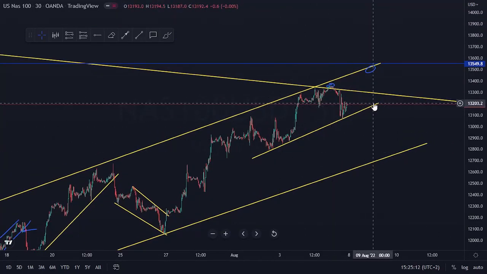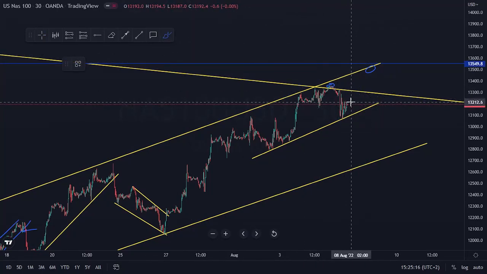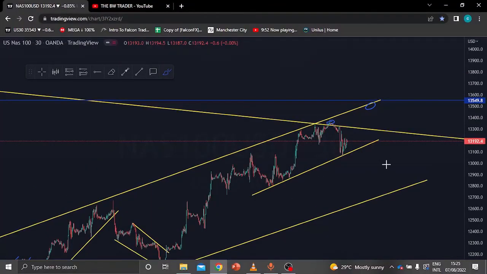So this is what I'm looking for. We know there's potential for us to move to the upside a little bit. We don't necessarily have to just collapse from this point. So this is what I'm seeing on Nas100 for the day.